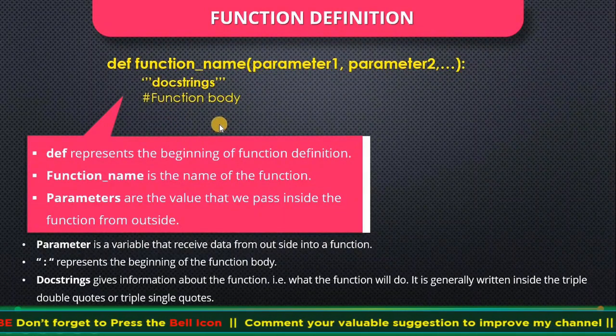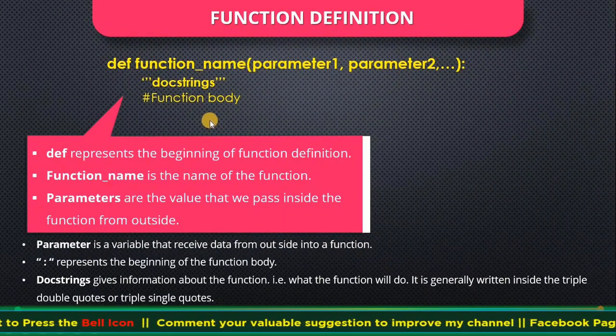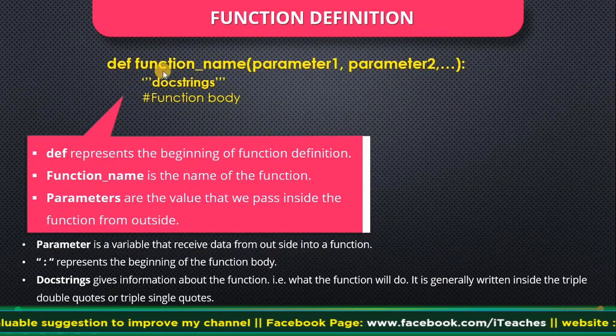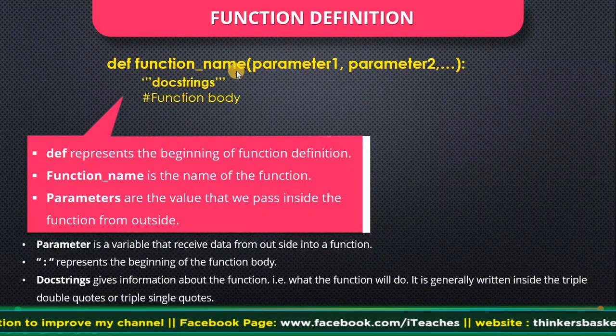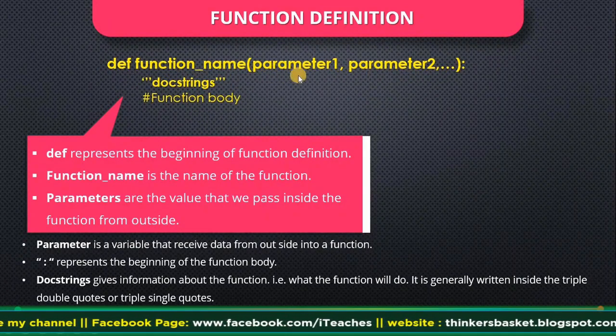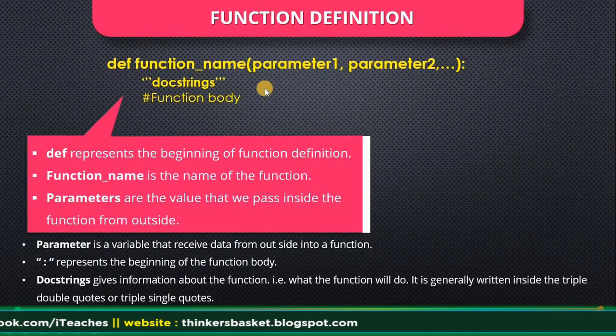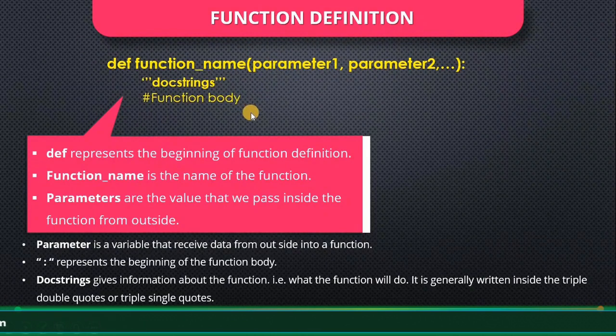Alright, now let's see an example based on this syntax. Again, see this syntax clearly. First you have to write def, then the function name, and then inside the parenthesis we can pass the parameter. This is optional, but still you should know what a parameter is. These are the values that you can send inside the function from the main portion of the Python program.